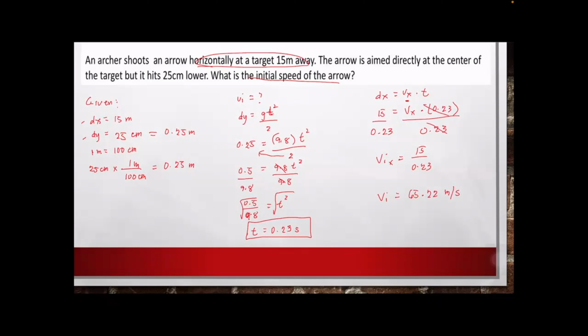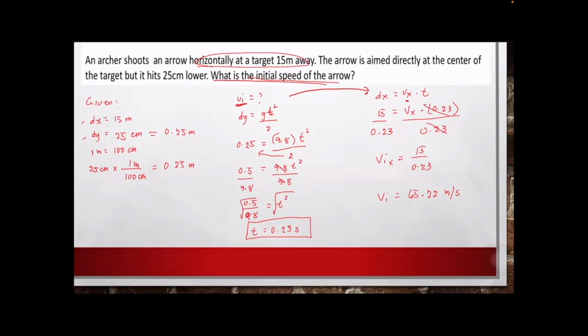So, ito yung ulitin natin ha. We have the dx which is 15, the dy is 25 centimeter. We converted this as 0.25 meter, since 1 meter is equal to 100 centimeter. Ang question dito is what is the initial speed of the arrow? So, to find for the Vi, ang formula nito ay related sa part na to, which is the dx is equal to Vix times the t.